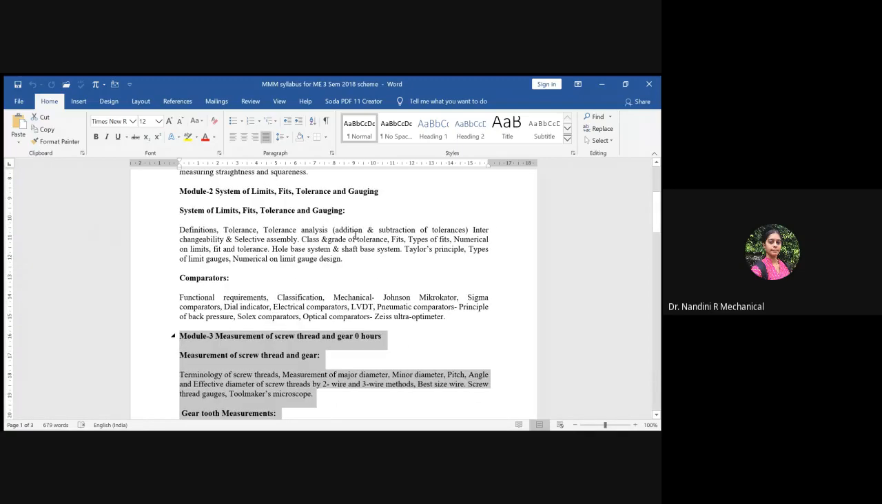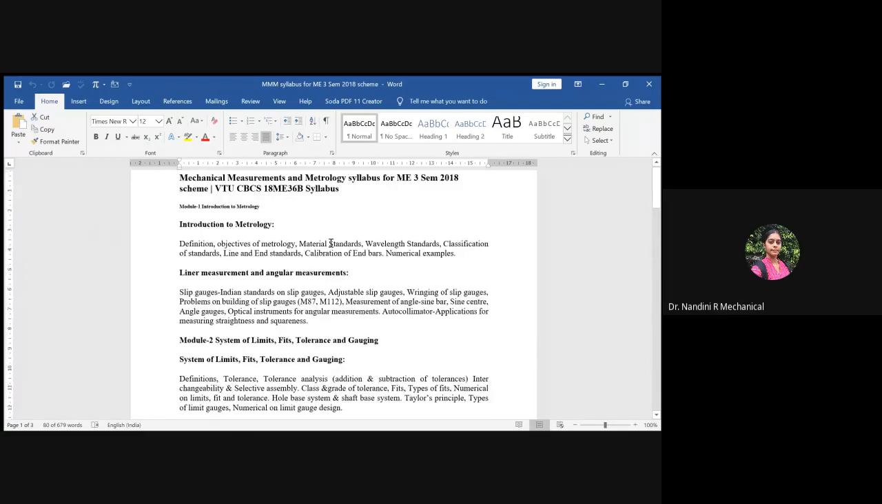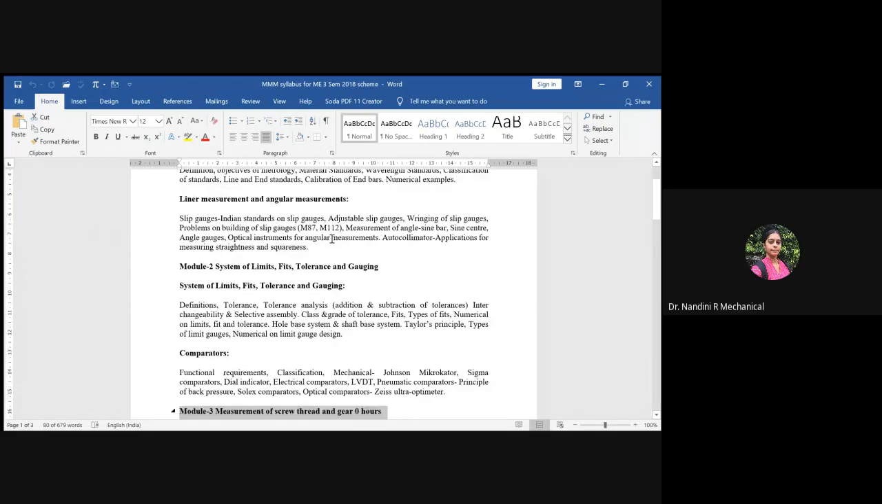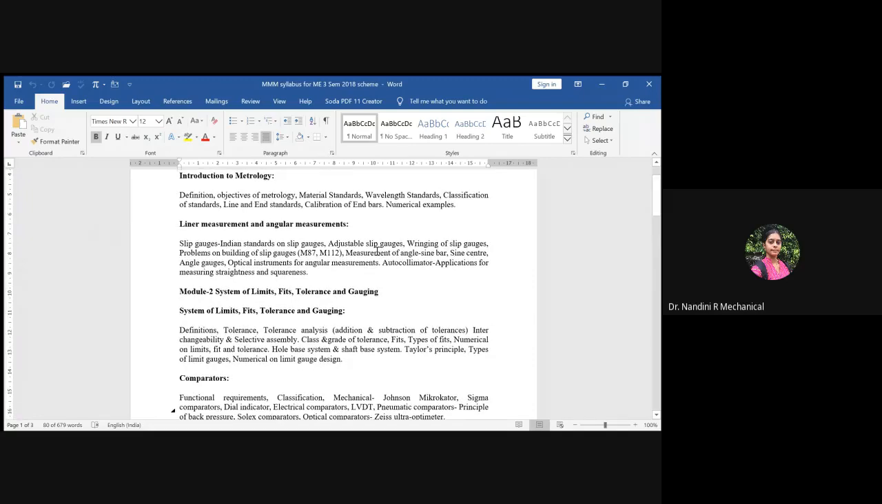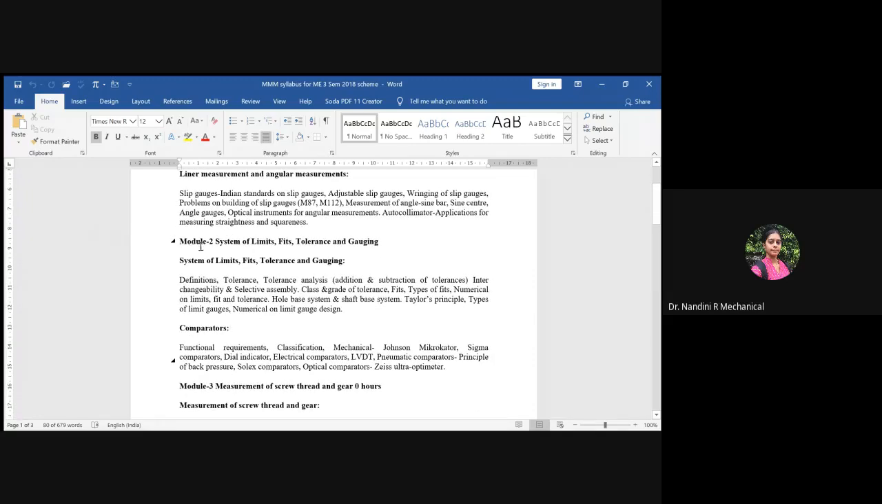So next in the class, we need to brush up on module 2 and module 1. That is done already as a revision part when we had the first internals. Since I have time, I can just brief out the syllabus part, what we have covered in module 2. So module 2, we had system of limits, fits, tolerance, and gauging.